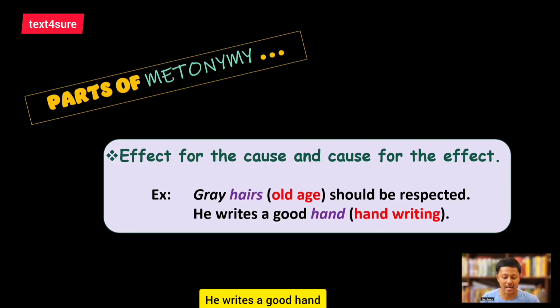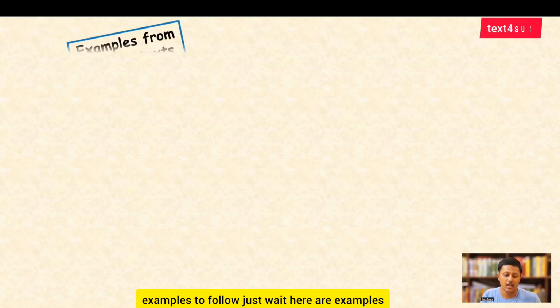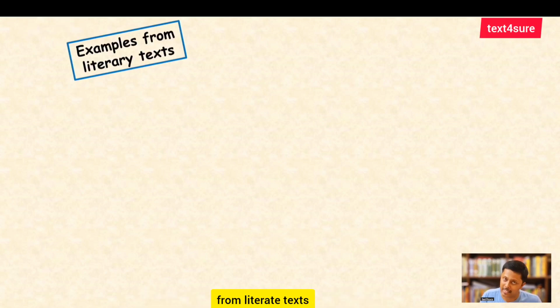He writes a good hand. Say handwriting. Hand is here handwriting. Cause for the effect. So the cause is the handwriting, and the effect is that it is good. So handwriting seems to be good or becomes good because of the hand. Handwriting and hand are closely associated, therefore, it is an example of metonymy, and this sentence belongs to the part of cause for the effect. The last one and the first one, effect for the cause. Hope you understood. Yes, there will be more examples to follow. Just wait. Here are examples from literary texts.